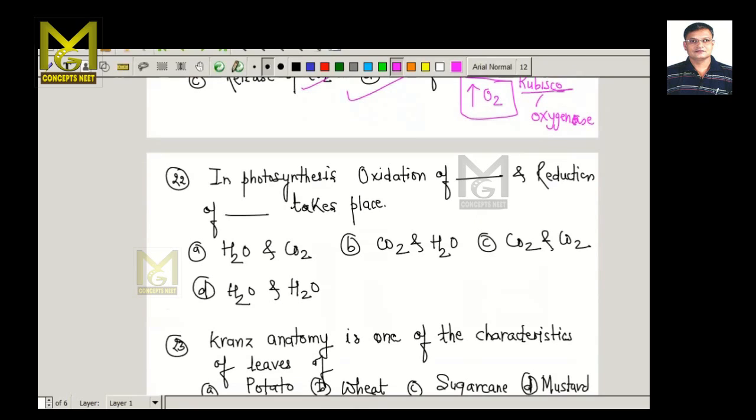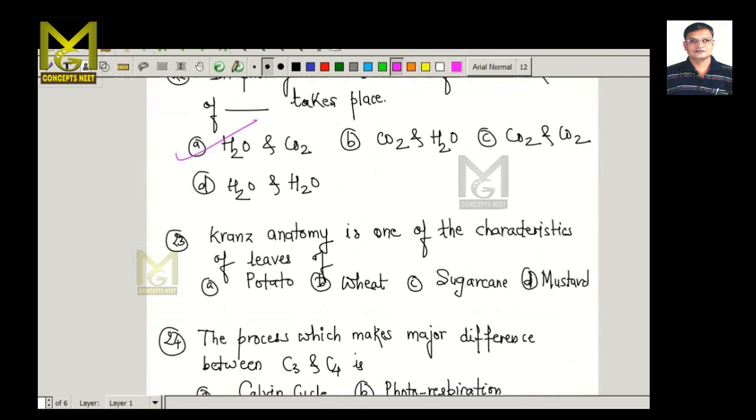In photosynthesis, oxidation of dash and reduction of dash takes place. Oxidation in this case is where hydrogen and oxygen are separated, so oxygen is released, and reduction is where carbon dioxide combines to form glucose. So the correct option in this case is water and carbon dioxide.